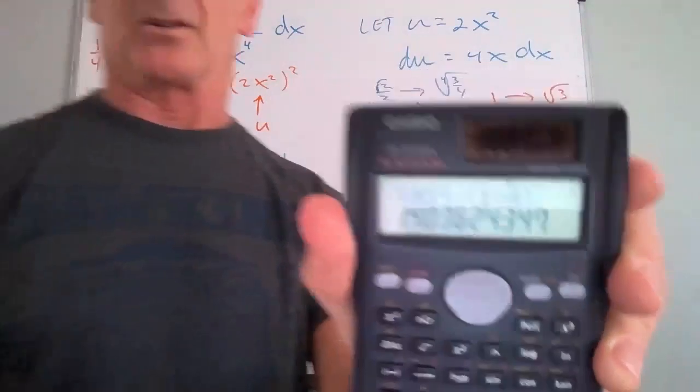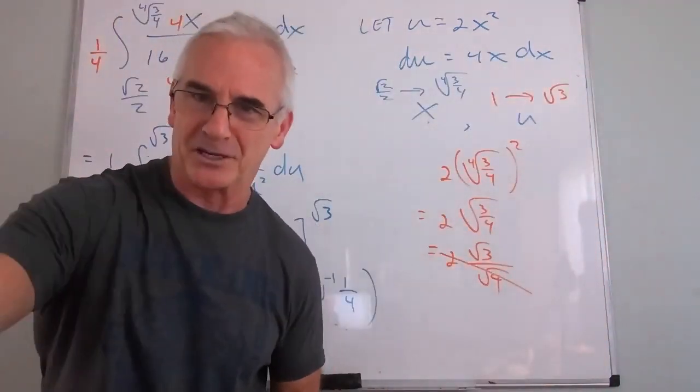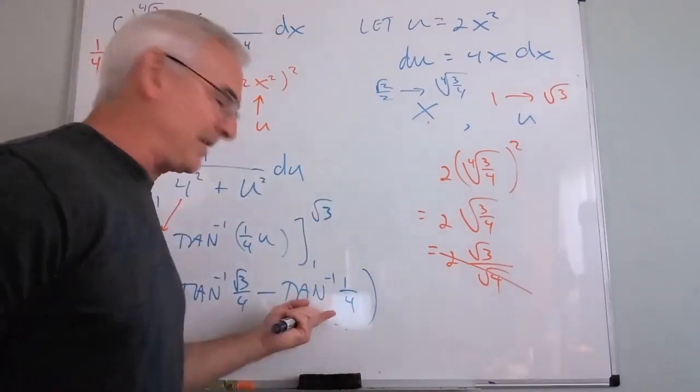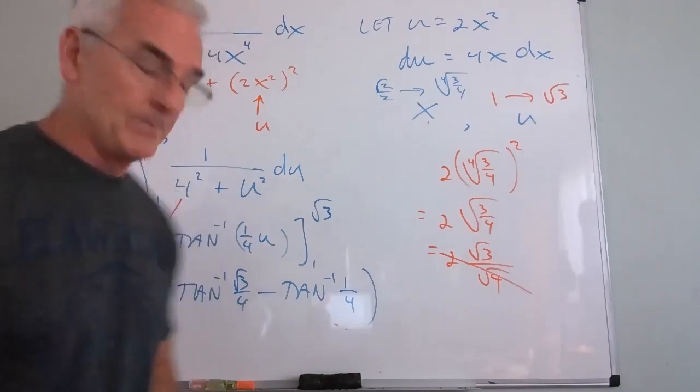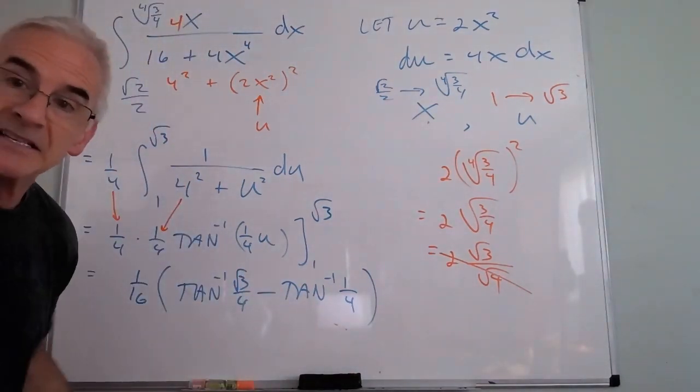14 point something degrees. Oh, that's not a common angle. 30, 45, 60. Those are common angles. I got some goofy decimal. Well, all that means is I can't evaluate this. So I'm just going to leave it alone. That's my answer. Now, if I do need a decimal approximation, that's easy enough.